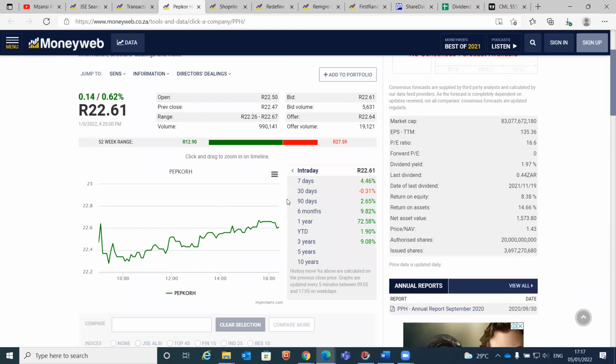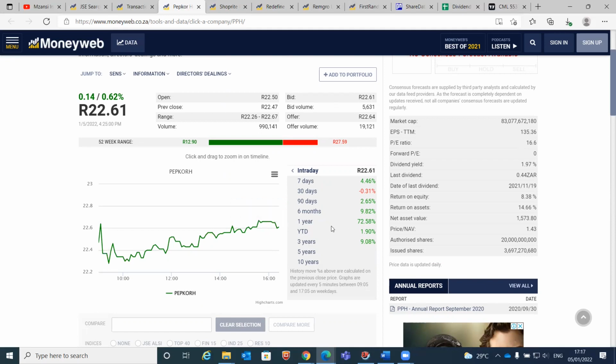I'm on the opposite spectrum. I believe that I can time the market. So for last year, 2021, the stock is up 72%, which is impressive, despite the fact that at some point they didn't pay a dividend. So we'll see from now on where this is going to go.